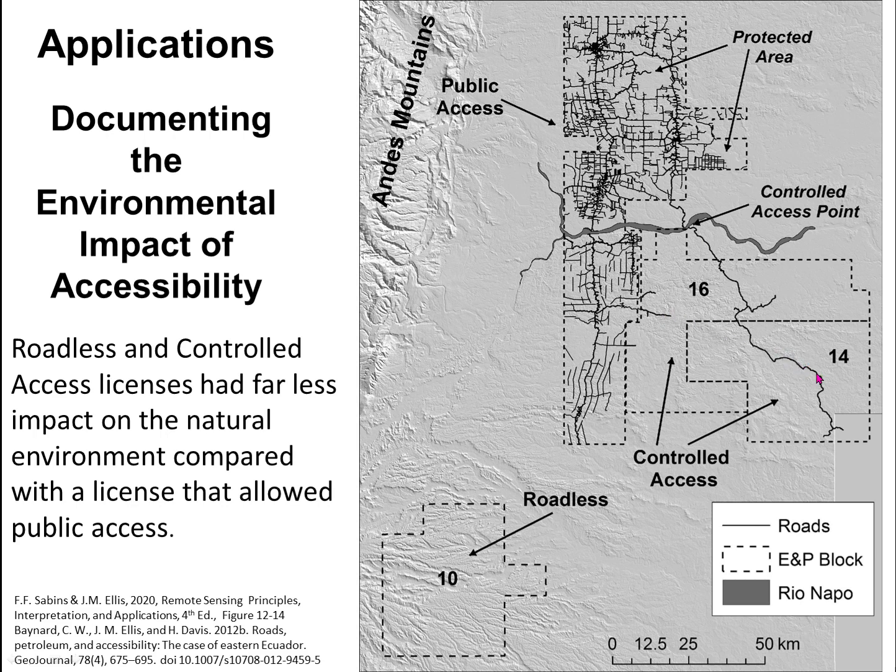License 16 and 14 in the central right part had a controlled access point on the Rio Napo, and you can see there's only that one main road to support the development and a couple coming in from the west. And then the lower right is a helicopter supported development. It's roadless. And so working with the government to say, okay, we're going to keep this roadless, we're not going to allow roads in here, is a big deal.